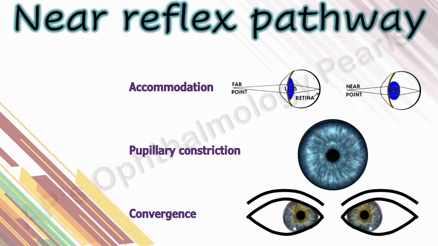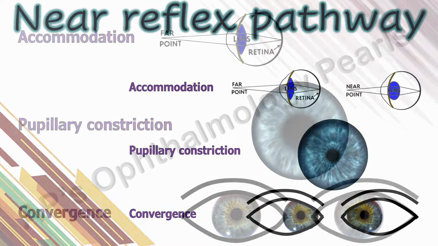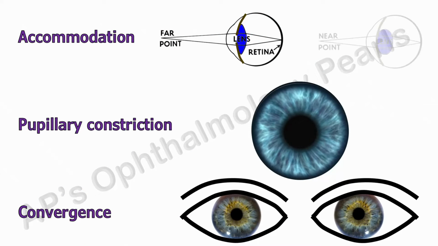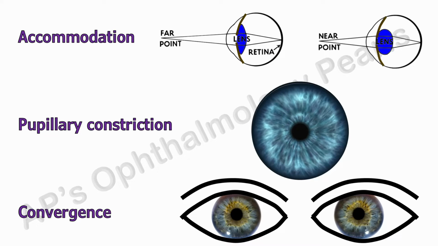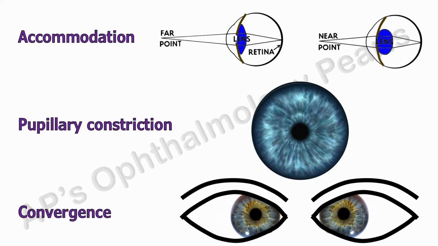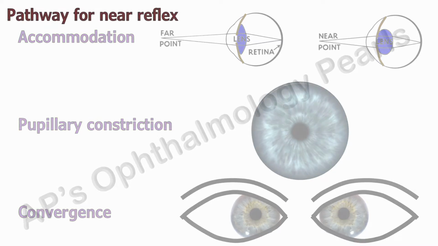The near reflex is a synkinesis of three phenomena: accommodation, pupillary constriction, and convergence. Accommodation, involving the change in the shape of the lens, is required for focusing the eye on the image. Pupillary constriction is required for increasing the depth of focus, and convergence, also termed accommodative convergence in this scenario, to maintain fusion and to avoid diplopia.